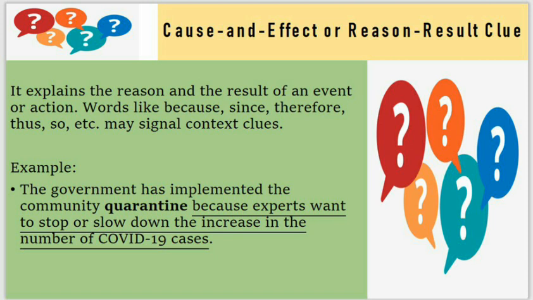In this example, the word quarantine is given a reason for being implemented, which is because experts want to stop or slow down the increase in the number of COVID-19 cases. With this, we get a hint that quarantine would mean a state of enforced isolation.